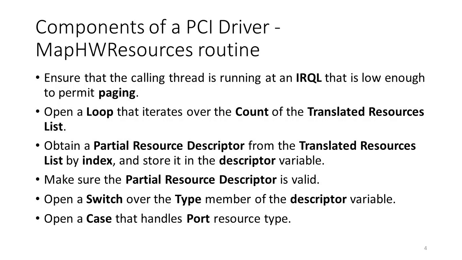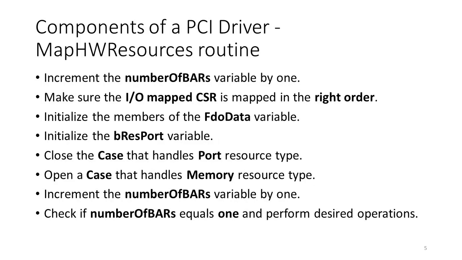Next, we need to open a switch over the type member of the descriptor variable. Then, we need to open a case that handles the port resource type. Next, we need to increment the number of bars variable by 1. Then, we need to make sure that the IO mapped CSR is mapped in the right order. Next, we need to initialize the members of the FDO data variable. Then, we need to initialize the bres port variable. Next, we need to close the case that handles the port resource type.